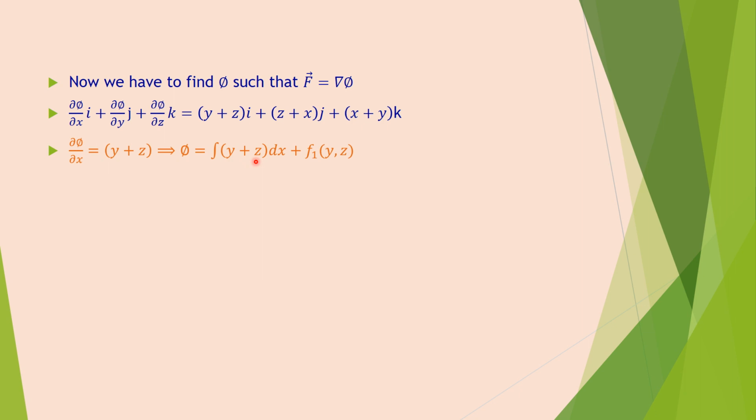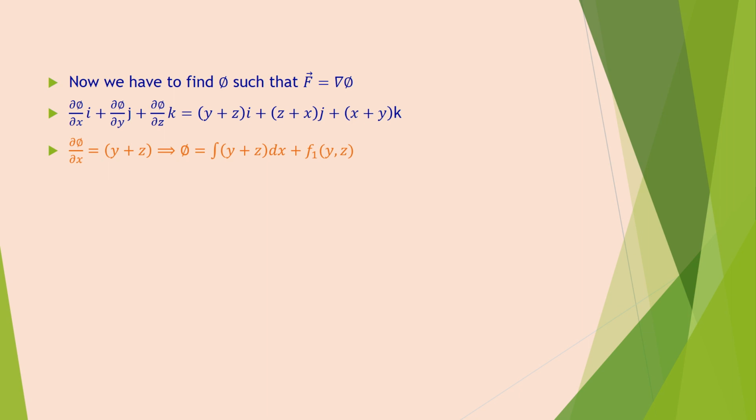With respect to which variable we have to integrate, that is a very important point. With respect to x, because the partial derivative term was dou phi by dou x, differentiation with respect to x. So we have to integrate with respect to x, plus a constant. Since it is an indefinite integral, we have to add a constant. Usually we add the constant term as c1 or c, but here let me write it as f1 of y comma z, because here we integrate with respect to x.